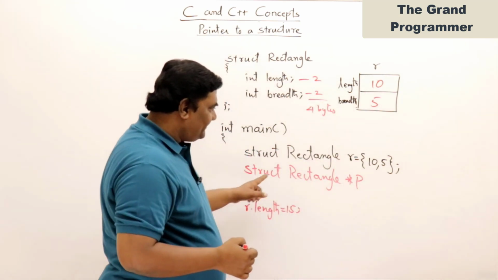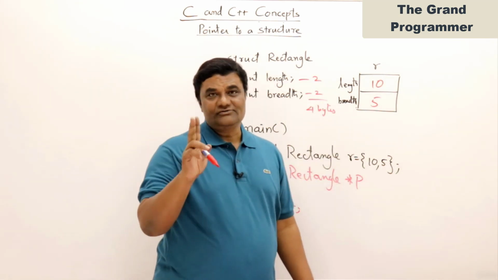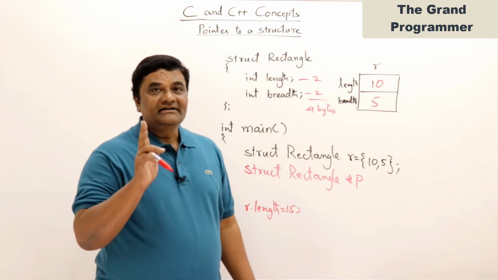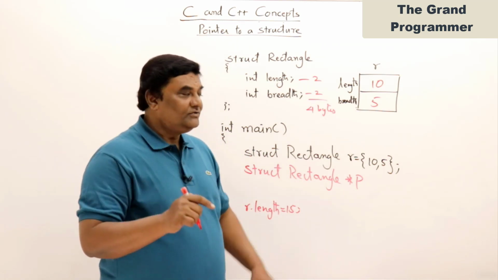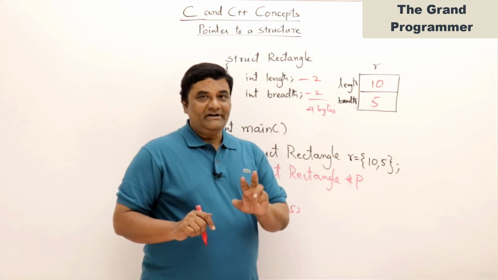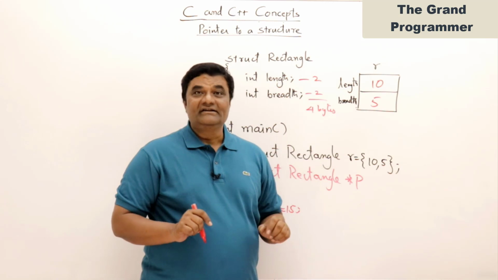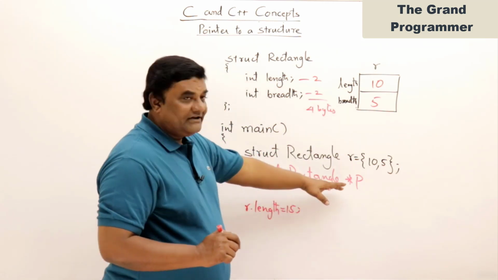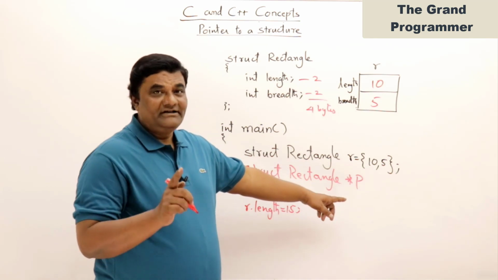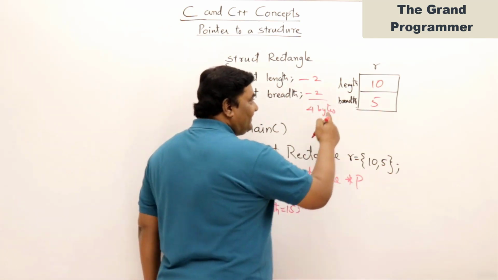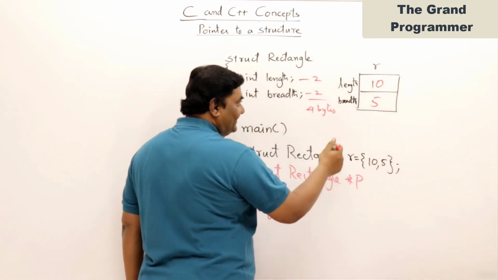Then how much memory does P take? It takes just 2 bytes. Every pointer, whatever the type may be, takes 2 bytes. Actually, it is equal to the size of the integer in any compiler. If an integer takes 2 bytes in a compiler, a pointer also takes 2 bytes. If an integer takes 4 bytes, the pointer will also take 4 bytes. So whatever the size of integer may be, the pointer is the same. Let us assume 2 bytes. So the pointer doesn't take all 4 bytes. It will not have length and breadth.